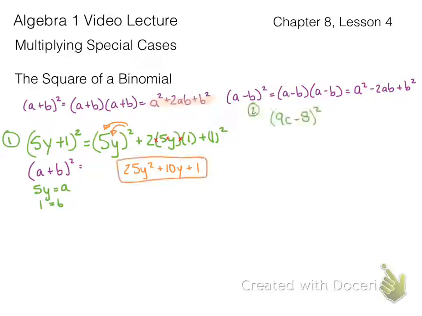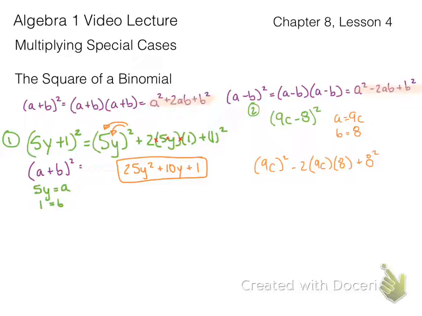Okay, so let's go ahead and do this next problem. We have an (a - b) squared situation, (9c - 8) squared. So let's go ahead and use our shortcut, which is right there. We have a squared. Well, that would be (9c) squared, right? Minus 2 times a, which is 9c, and times 8, which is just 8.